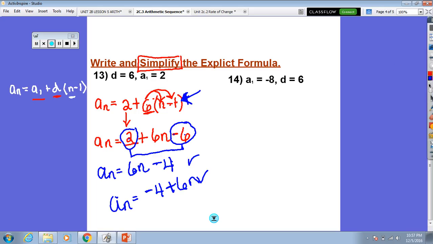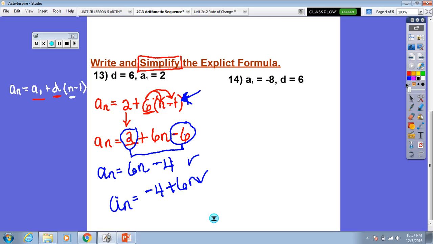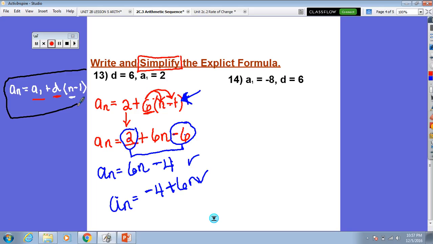Alright, now let's look at our last example. So we're going to do the same formula. So I'm using the formula that's over here on the side. And I'm just plugging in what I know. So a sub n equals my first number, which is negative 8, plus d, which is your common difference or your pattern number. How we continue the pattern is we add 6, and then we have n minus 1. So we will follow the same steps that we did over here. We will use the distributive property first.